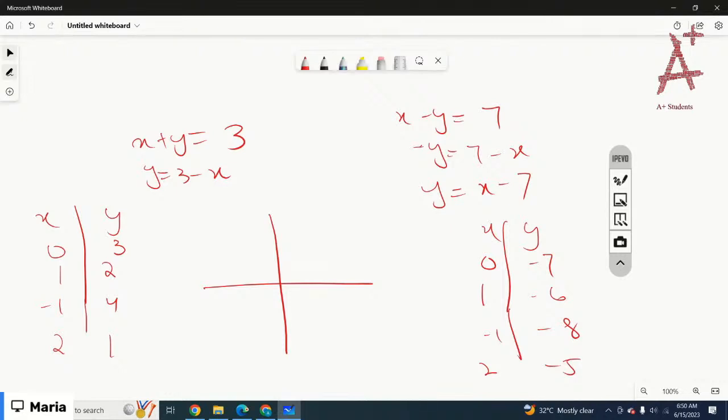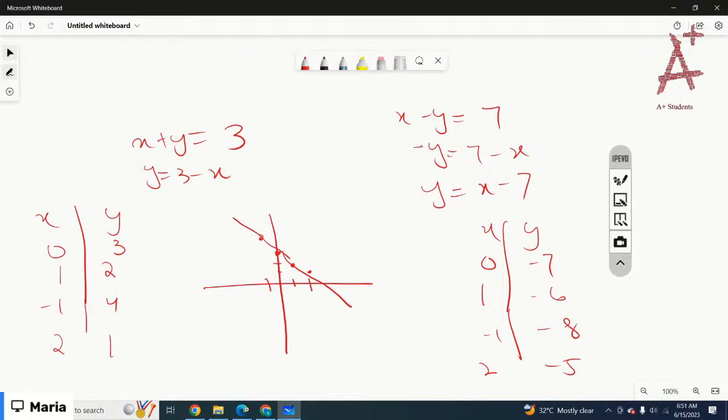x equals 0, y equals 1, 2, 3. Here is the first point, 0, 3. x is 1, y is 2. Here is the other point. x equals -1, y is 4. x equals 2, y equals 1. So this is the line for the first equation. That's why I'm not plotting the points on the board, because they are not accurate.